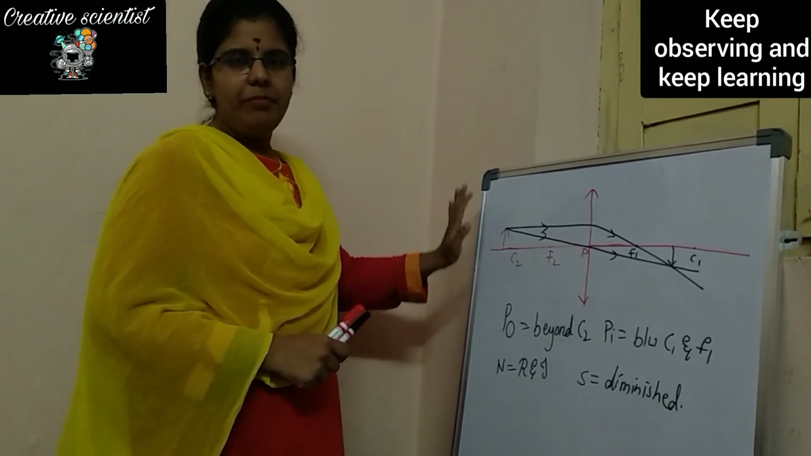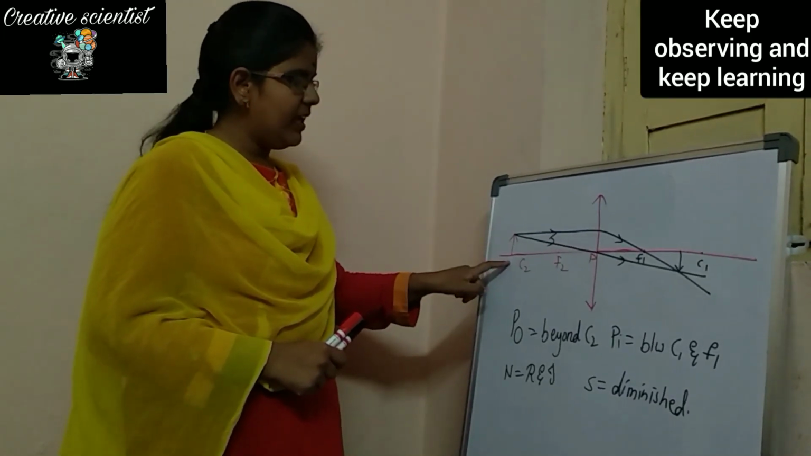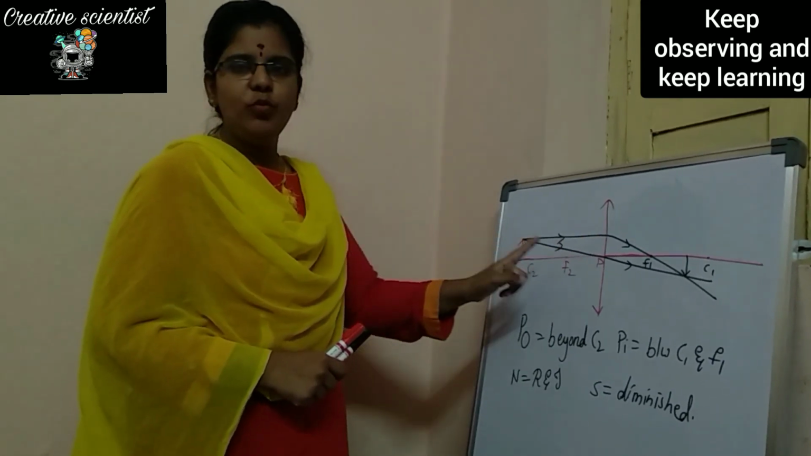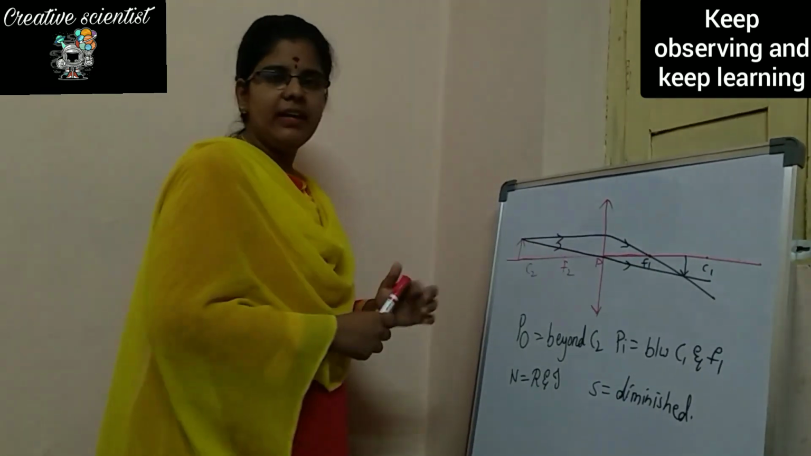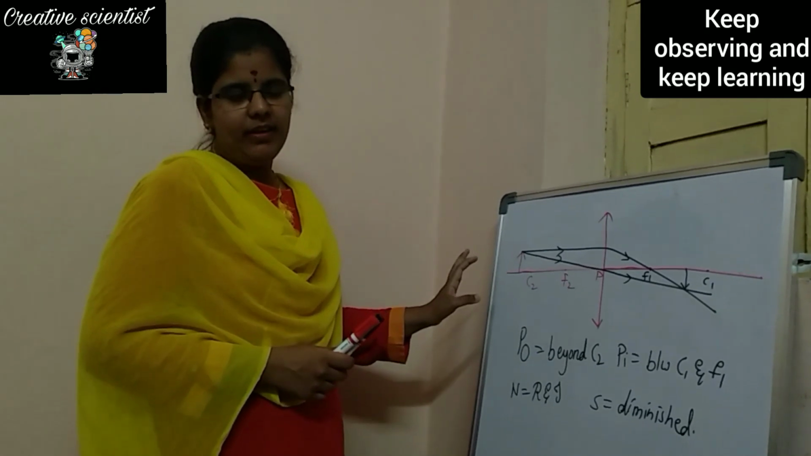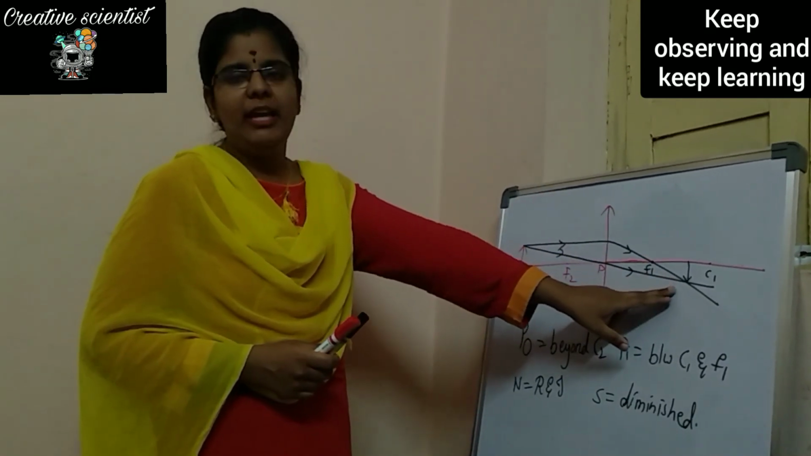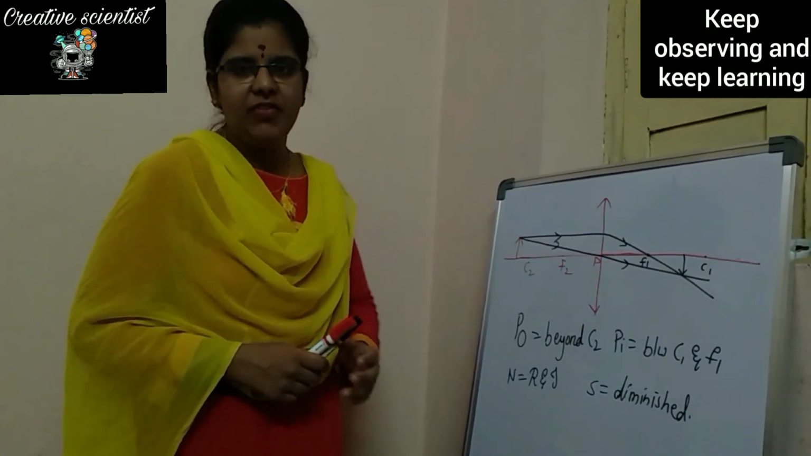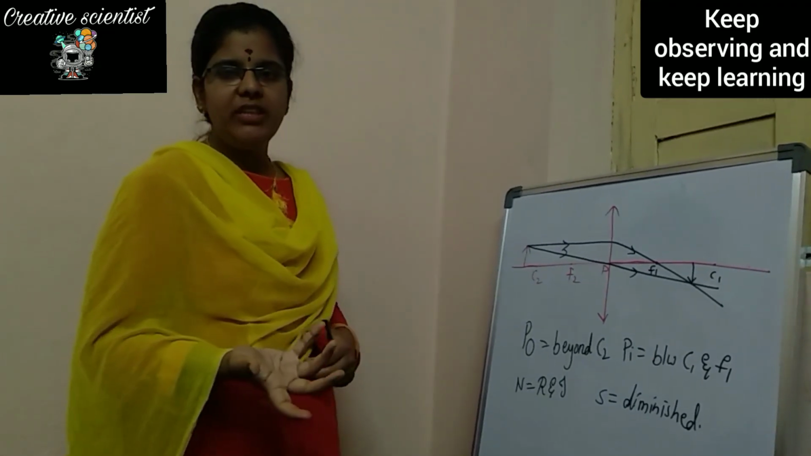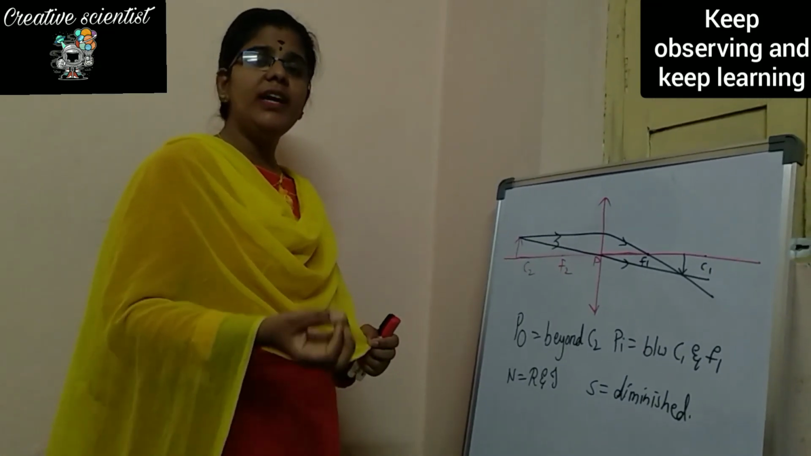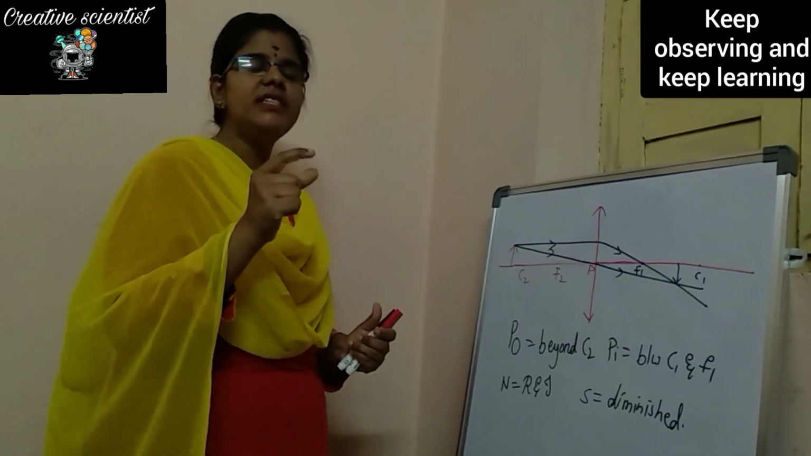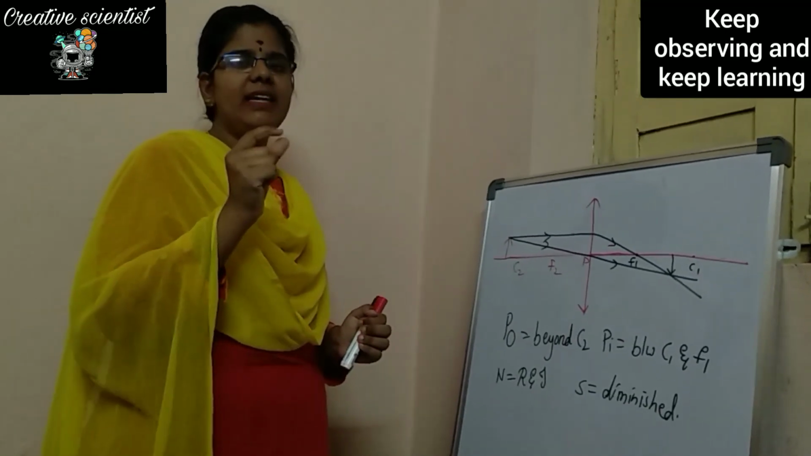Here we have placed the object beyond C and there are two light rays moving from it. One is parallel and another is from the optic center. And they both are meeting in between F1 and C1. And what is the nature of the image? It is a real and inverted image, and it is a diminished image, means it is a small size image.